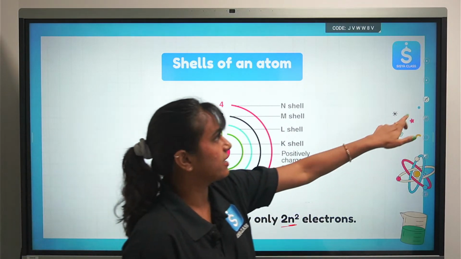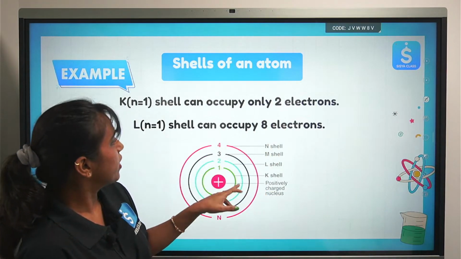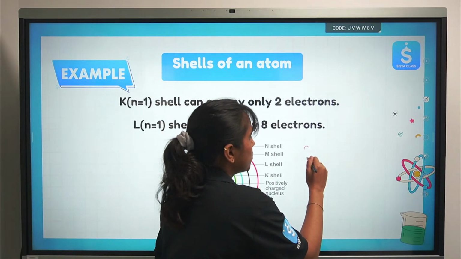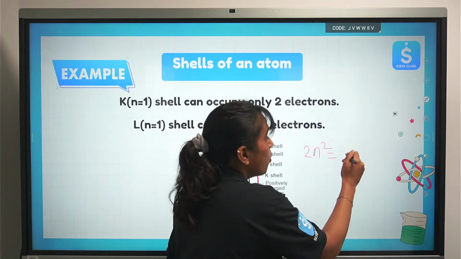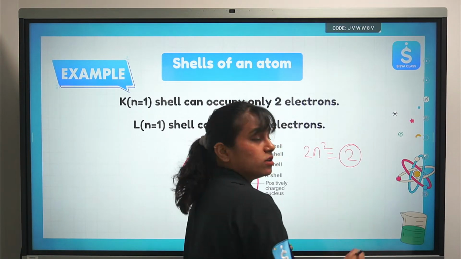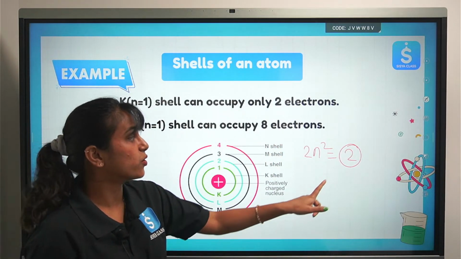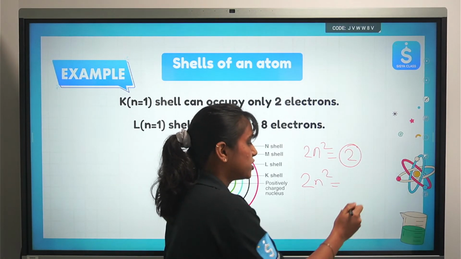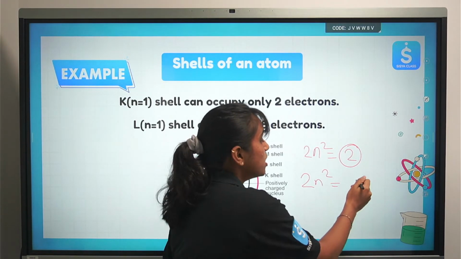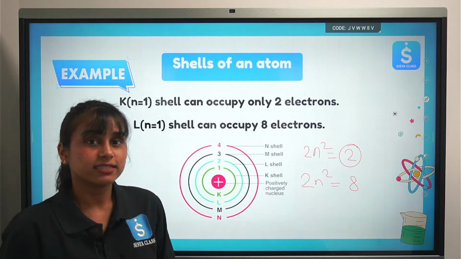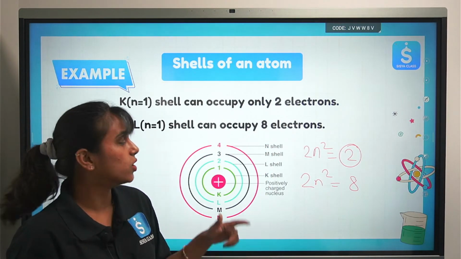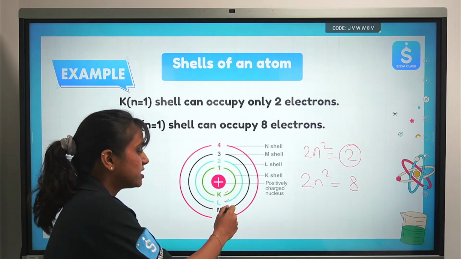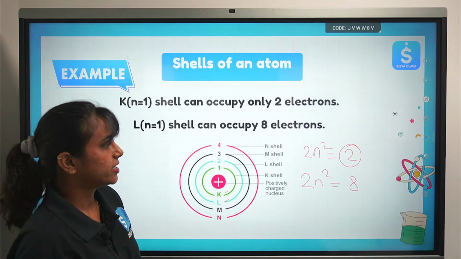In the first shell, if you put the formula 2n square, n is equal to 1, so it will be 2. So the first shell can accommodate only 2 electrons. And in the second shell you put n is equal to 2, so it will come as 8. This is how you can find out how many electrons can be accommodated in the K shell, L shell, like that. Moving on.